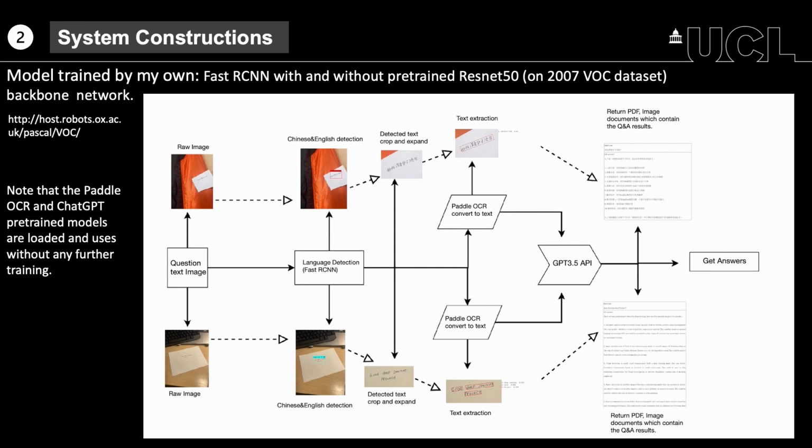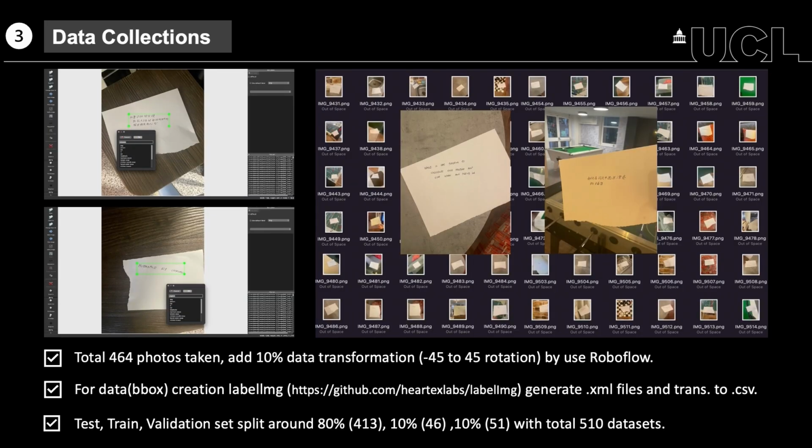Here is the system construction, where the input is an image containing language text, and I have trained a two-stage algorithm, Faster R-CNN, to detect the language and the text. Then we crop the image by the bounding box and pass the language parameter to Paddle OCR to convert to text. Then we pass the text to the GPT 3.5 API to return a PDF image, which contains the question and answer results.